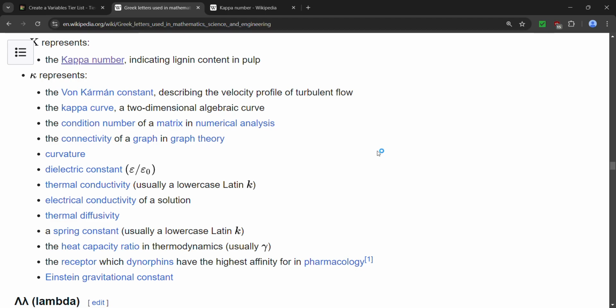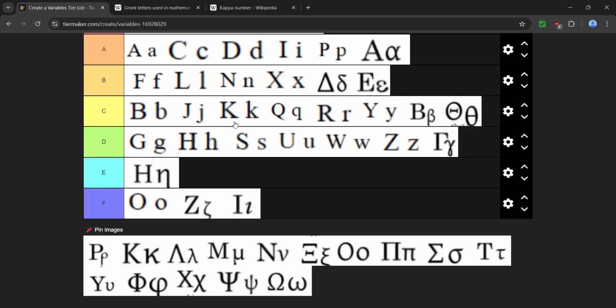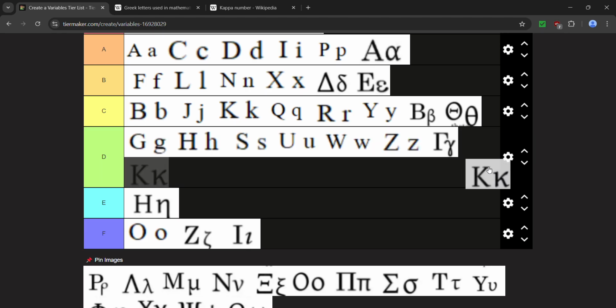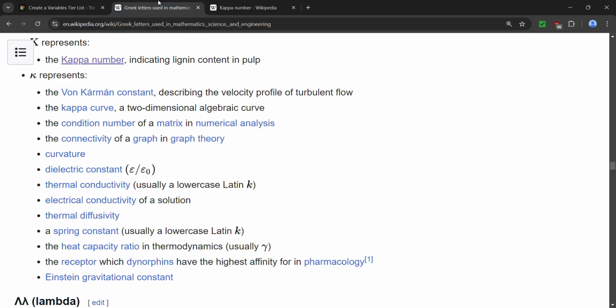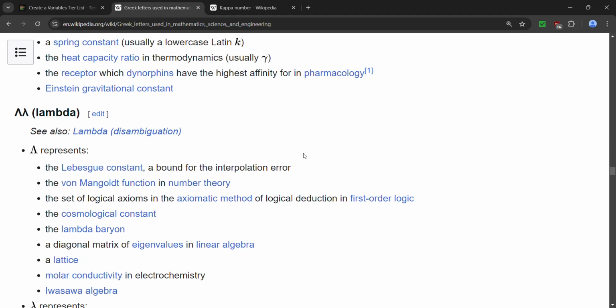Spring constant. I feel like in most of the cases here in which you would use kappa, you could also just use K, and you probably would use K. This is just K but worse, and I already put K in C tier, which isn't great. Maybe that was a little bit harsh of me, but kappa is not great. In fact, I'm going to put kappa in E tier. Really not that impressed.